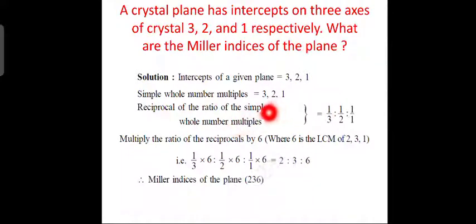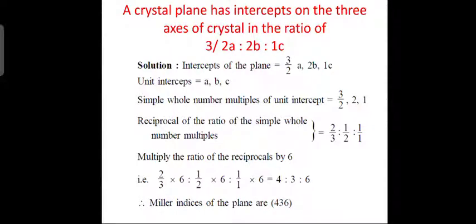The reciprocal of the ratio of the simple whole number multiples is 1 by 3, 1 by 2 and 1 by 1. Multiply the ratio of the reciprocals by 6, since 6 is the LCM. So 1 by 3 into 6, 1 by 2 into 6, and 1 by 1 into 6 gives 2, 3, 6. So the Miller indices of the plane are 2, 3 and 6.